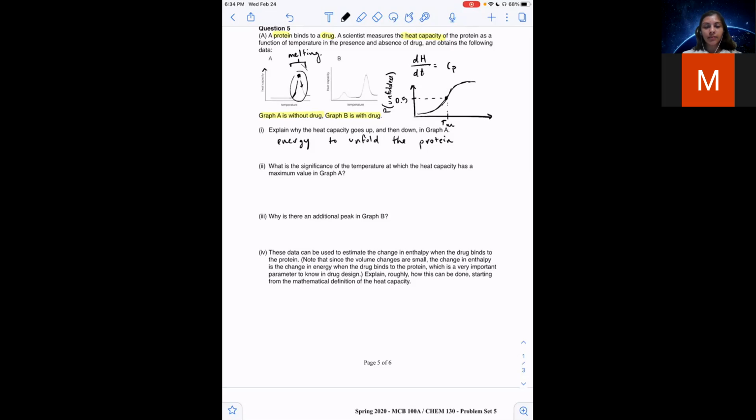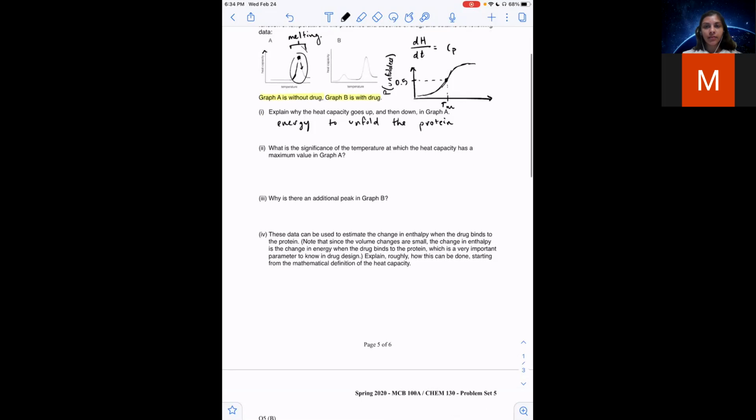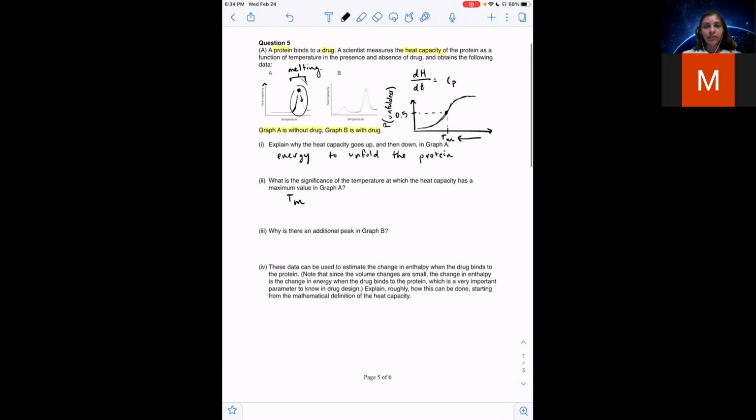The proportion at which 50% of the protein is unfolded is the melting temperature. So this inflection point is the melting temperature, the melting point of the protein.